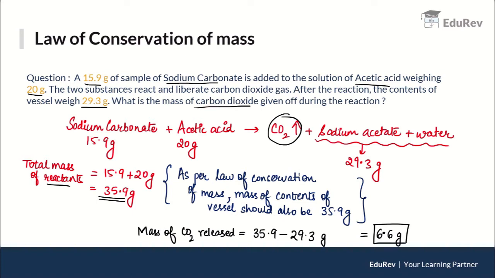So as per law of conservation of mass, we know that the mass of contents of vessel, meaning the contents obtained in the vessel after the reaction, their mass should also have been 35.9, but we got 29.3. That means the remaining mass is of what? Carbon dioxide that got released, right? So mass of CO2 released is 35.9 minus 29.3, which gives me 6.6 gram.